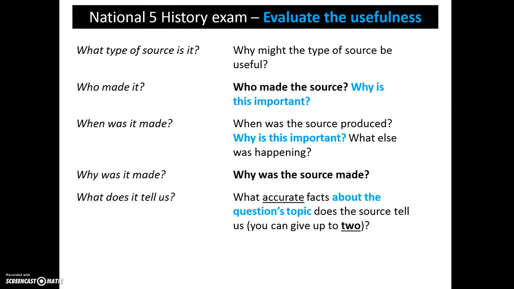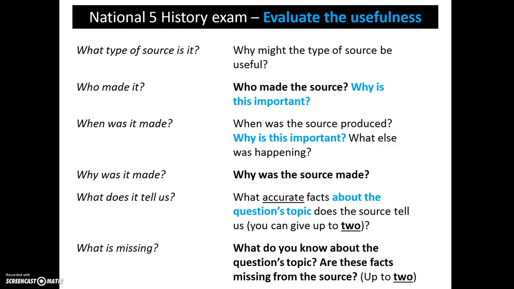In terms of what the source tells us, you should look at quotes and consider their accuracy, before linking this back to the question and explaining their usefulness. You can do this up to twice. And finally, you should think what you know about the topic that isn't actually mentioned in the question. If you know anything for this, then you can get up to 2 marks for identifying these issues.